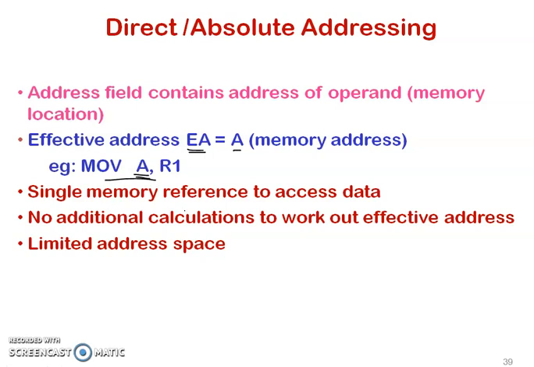A single memory reference will be used to access the data. No additional calculations are done to compute the effective address. It will be having a limited address space. So for direct or absolute addressing, the memory location as such will be placed in the instruction from which the value will be fetched.